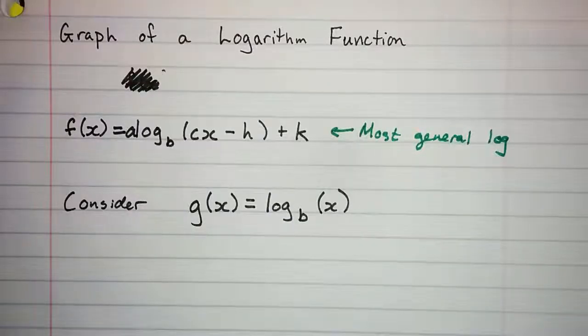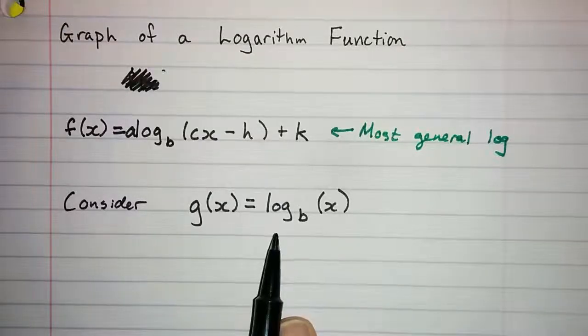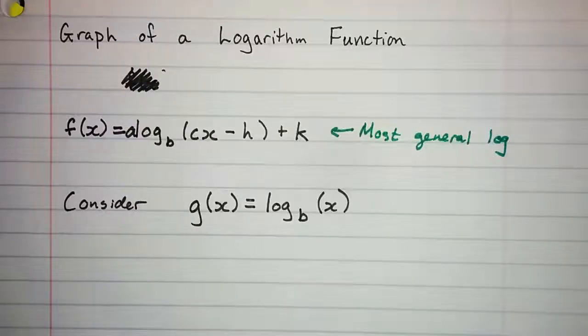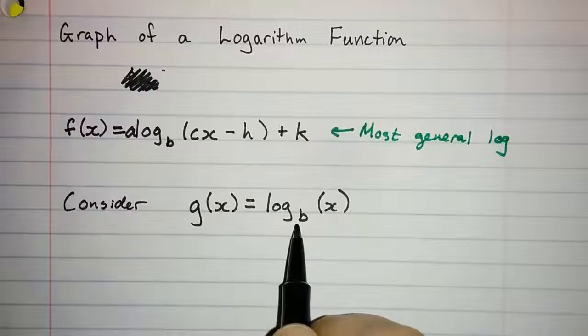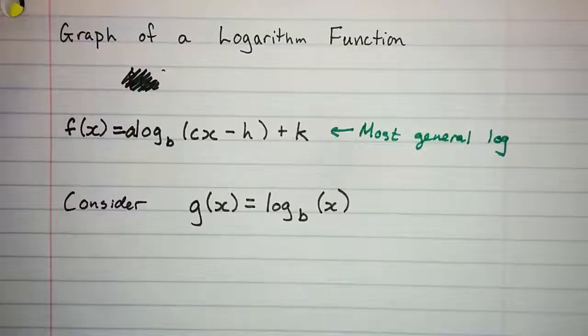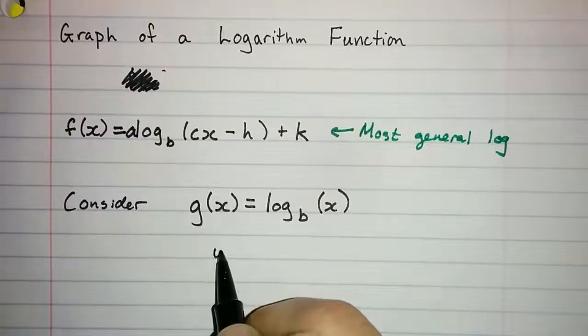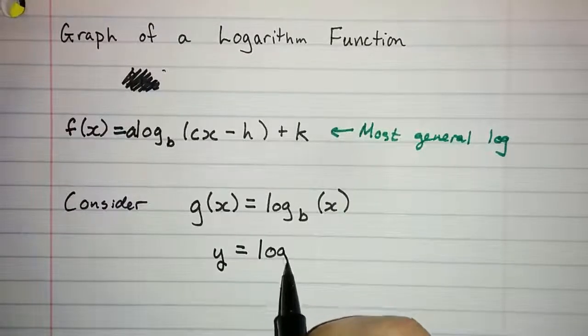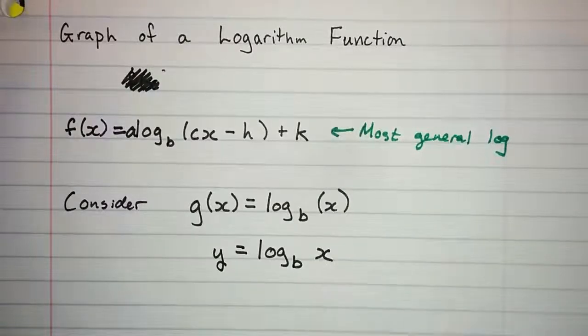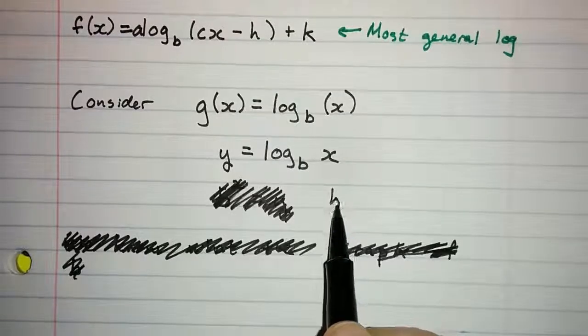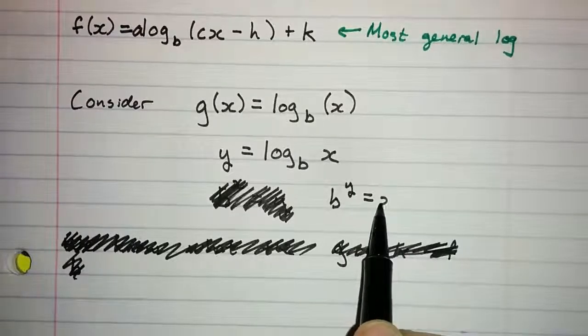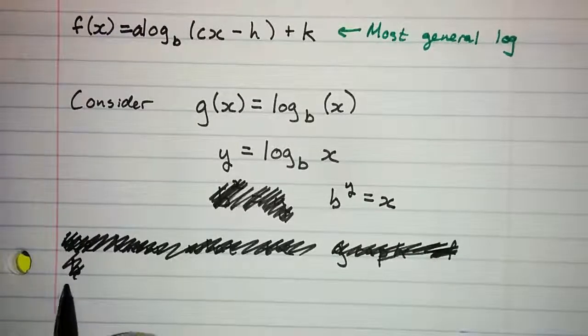We could look at pictures the way that we did for exponentials, but instead, let's think about what we already know about exponentials. We know what their graphs look like in general. But we also know that the log is the inverse of an exponential function. So if we want to graph y is the log base b of x, that's the same as graphing b to the y equals x.